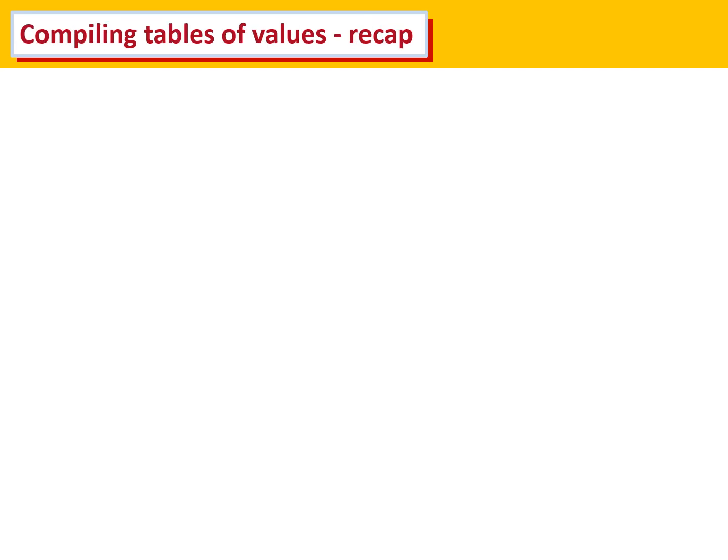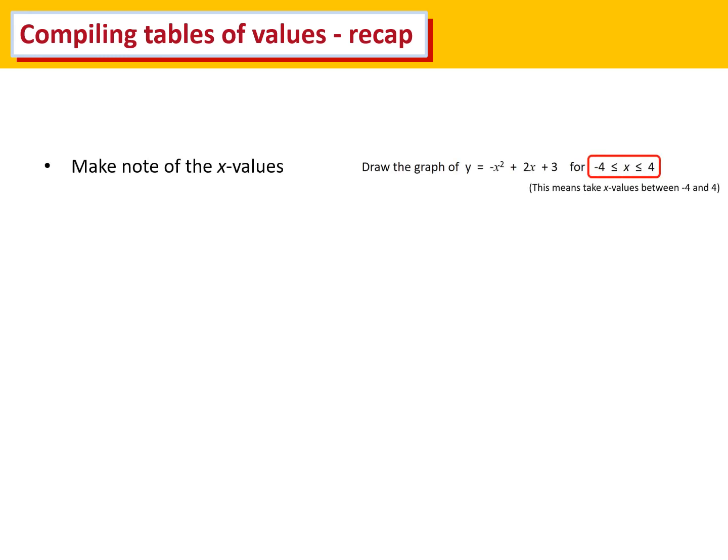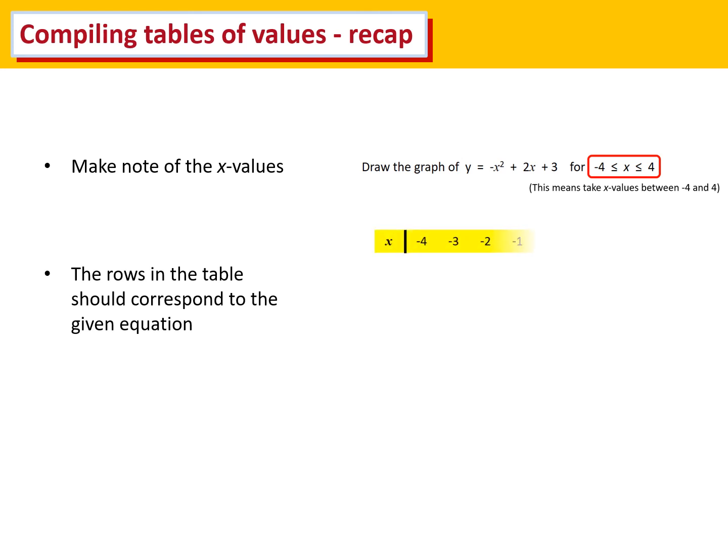Let's put this all together in a recap. First of all, make a note of the x values. That's really important. In this question here, x is between negative 4 and 4. The rows in the table should correspond to the given equation. So we need an x row with our x values. Our equation has got negative x squared, so we need a negative x squared row.